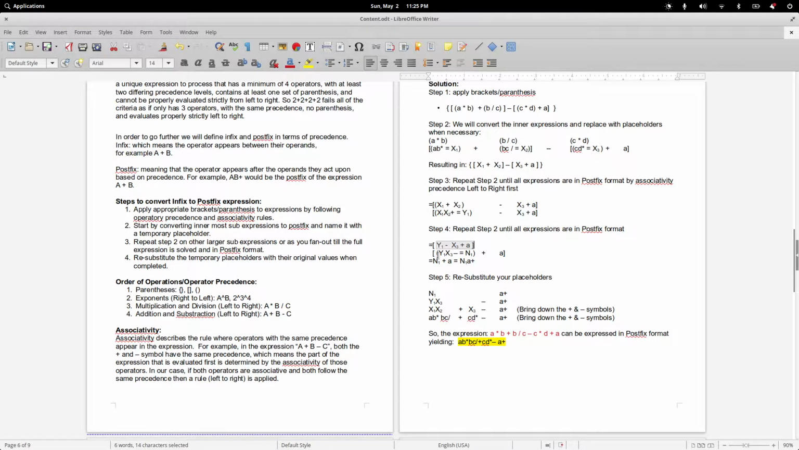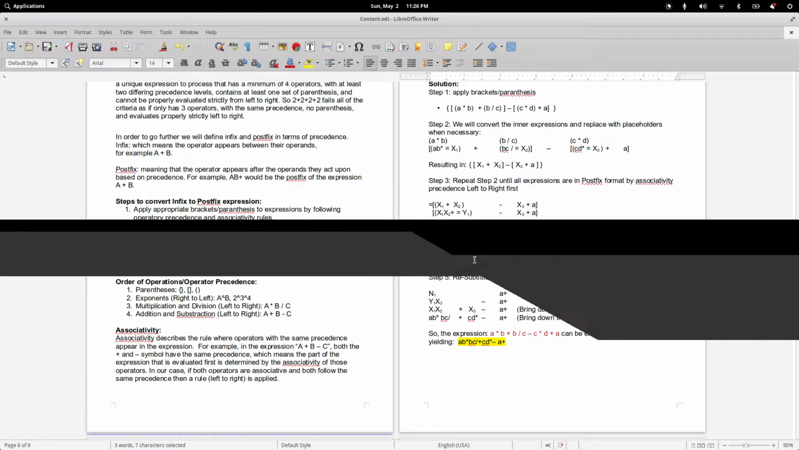We combine again Y sub 1 and X sub 3, and we move our operator, the negative sign, to the front of that, and we yield a placeholder of N sub 1. And so now we have N sub 1 plus A. Now, N sub 1 A, when we put that in postfix format, we end up with N sub 1 A plus sign.